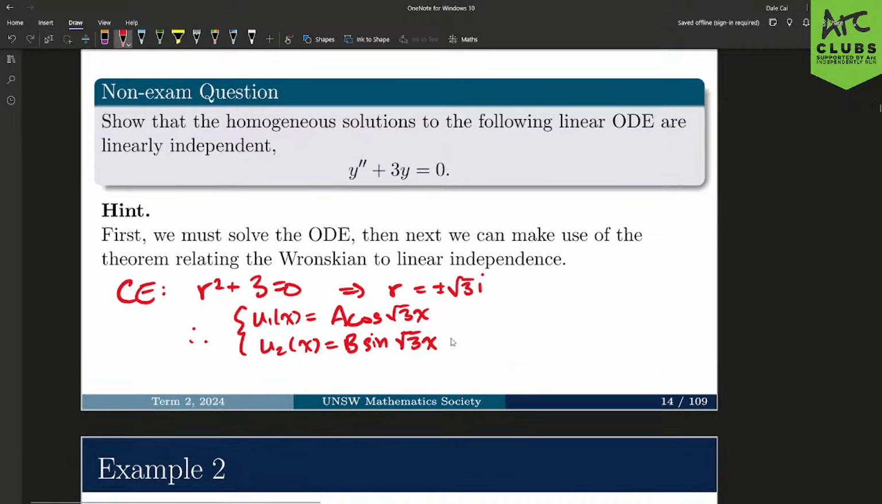And that means if we were to compute the Wronskian, a good thing to remember is the Wronskian's a function, it's just a function in terms of x.